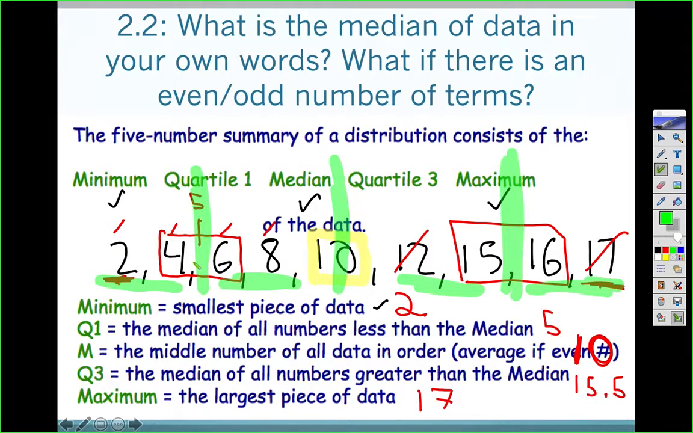What this 5-number summary does, again, we talked last section about the overall shape and spread of a distribution and center. The 5-number summary is a great way to tell you what the shape looks like, what the center looks like, and what the spread looks like of a distribution.